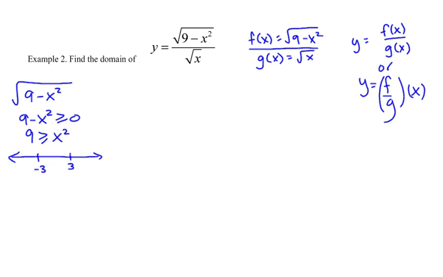Okay, so if I put in negative 4 and square it, will it be less than 9? So let's see. Negative 4 squared would be 16. Is 16 less than 9? No. So try 0. Is 0 squared less than 9? Yeah, so it's in between here and here for this guy.